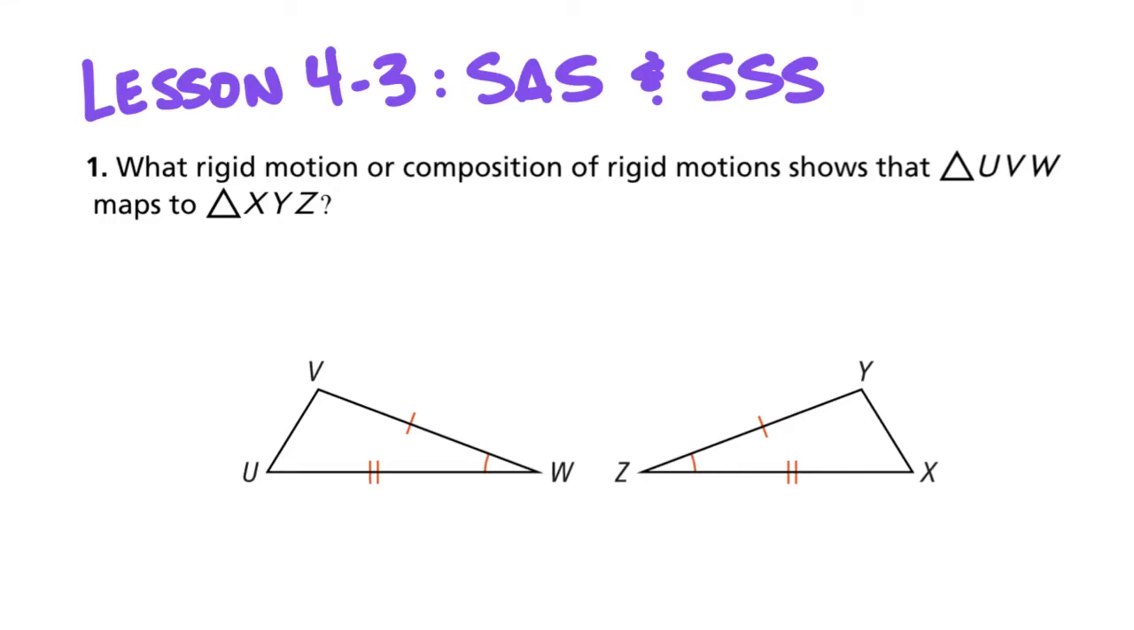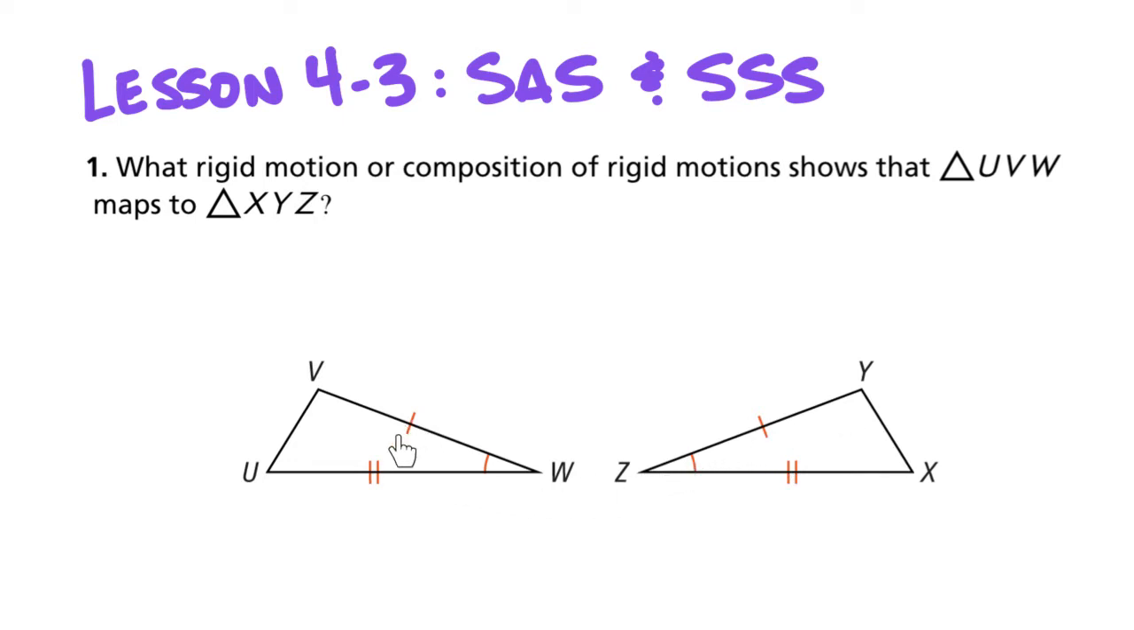So in this picture here, we see a couple triangles. We see triangle UWV, and we see triangle XZY. And the question asks what rigid motion or composition of rigid motions show that triangle UVW maps to triangle XYZ.